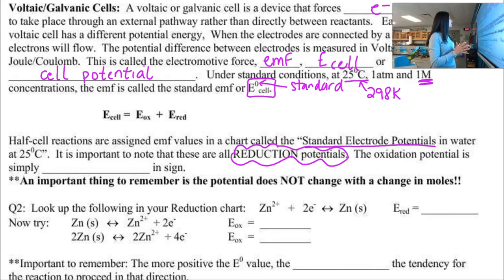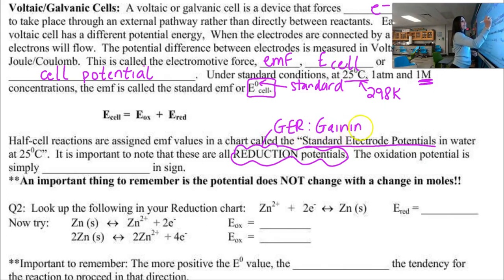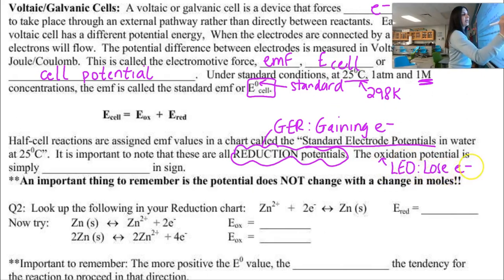The oxidation potential is simply going to be, well, if reduction is written one way, oxidation would be the opposite way. Remember what we said in the prior video: LEO says GER. If it's GER, then we are gaining electrons for reduction. Well, then what would oxidation be? Oxidation is going to be our LEO. LEO says GER. So LEO means that we are going to be losing electrons.